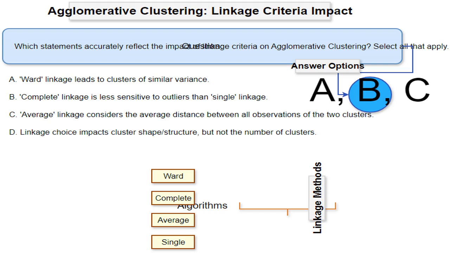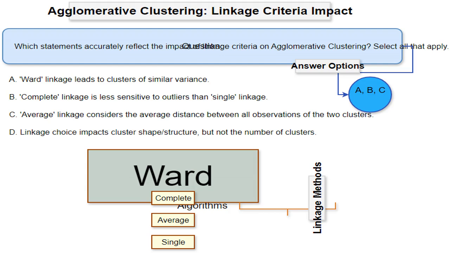These are the correct answer choices. After reviewing the explanations, you should see why these options are correct and the others are not. It's a multiple-choice question where you select all options that match the properties of the linkage criteria discussed. This is one of the linkage criteria used in agglomerative clustering. The Ward method aims to minimize the variance within clusters. I will explain more about this in the following steps.